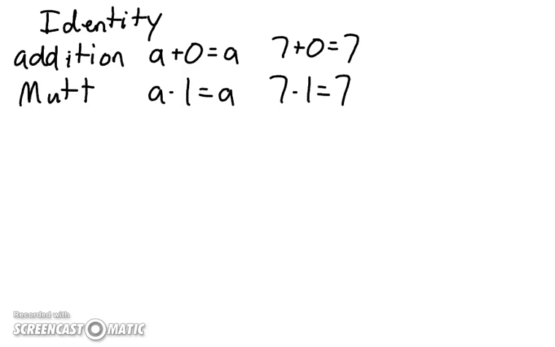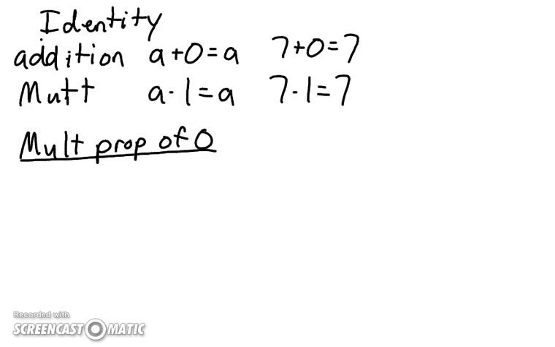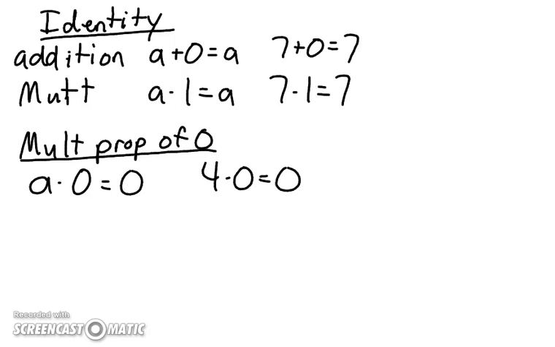The multiplicative property of 0 says that if you multiply any number by 0, you will get 0. So A times 0 equals 0. Any number that you want. 4 times 0 equals 0. Okay, that is the multiplicative property of 0. And then we have the additive properties. Again, I'll give you a second if you want to pause and copy those down.